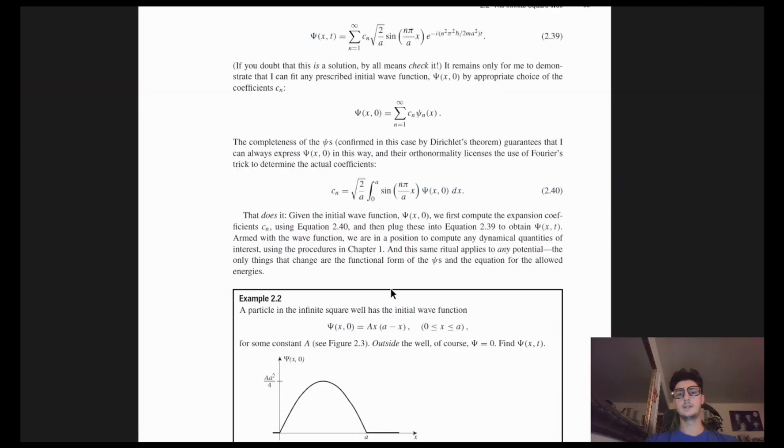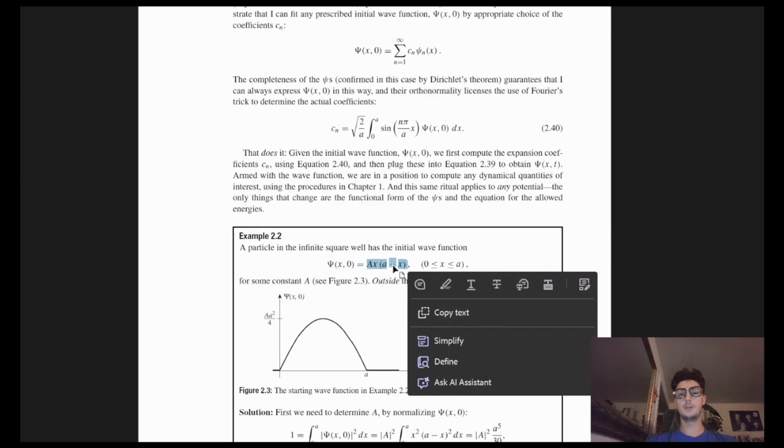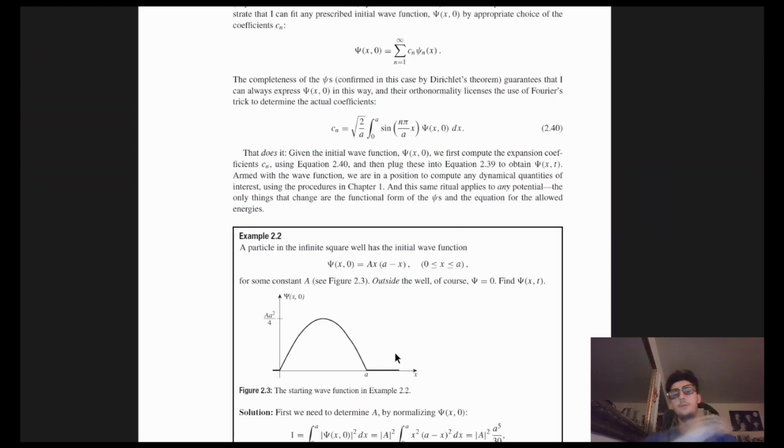So on a step-by-step basis, you are given psi, the initial wave function at time equals 0. It is some random function. It's not a sine function or cosine function or something else. It is just a random function that looks like this, boom. You plug this function into this integral over here.